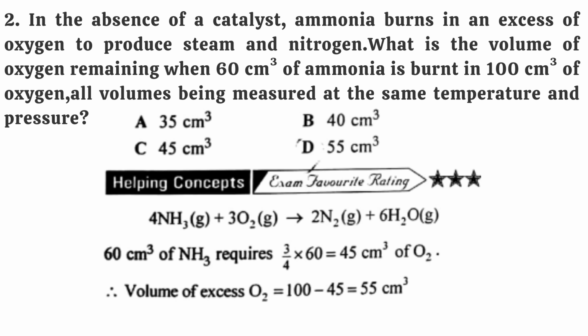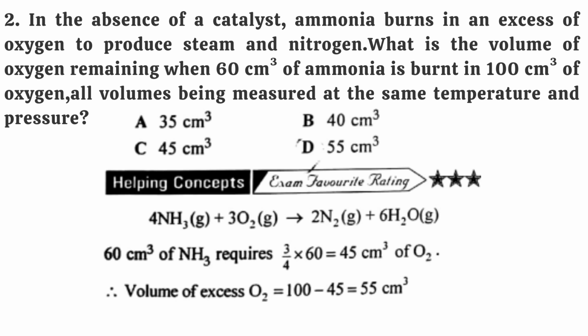So let's start. First of all, we need to look at the balanced chemical equation for the combustion of ammonia. For 4 volumes of ammonia, we need 3 volumes of oxygen to complete the reaction. So we can use this ratio to figure out how much oxygen is required for the 60 cm³ of ammonia we are burning. If 4 volumes of ammonia require 3 volumes of oxygen, then 60 cm³ of ammonia will require 3/4 × 60, which gives 45 cm³ of oxygen. So 60 cm³ of ammonia will react with 45 cm³ of oxygen.